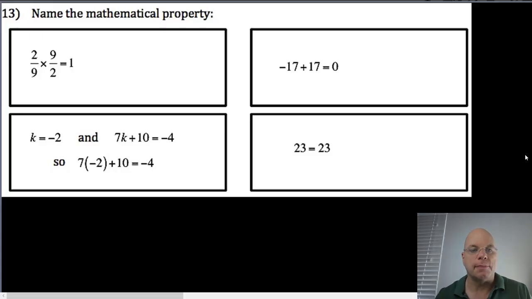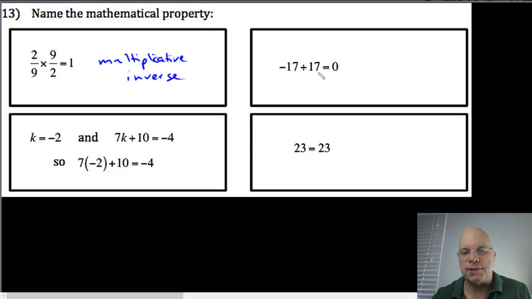Problem 13 at the top of page 4 asks you to name the mathematical property in each box. The property that's being shown in this first box, where reciprocals are being multiplied to give a product of 1, that's the multiplicative inverse.